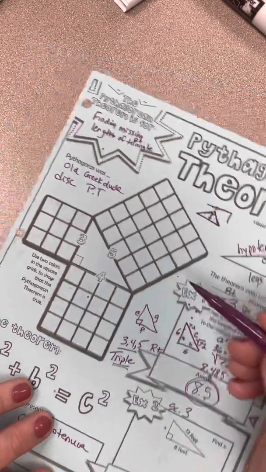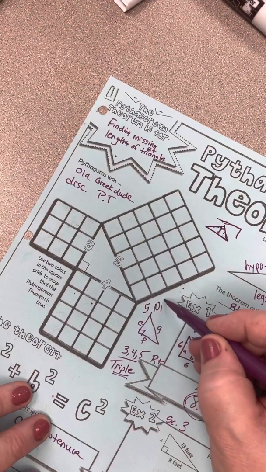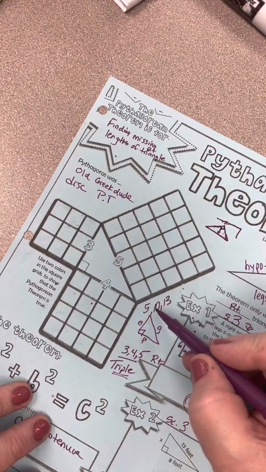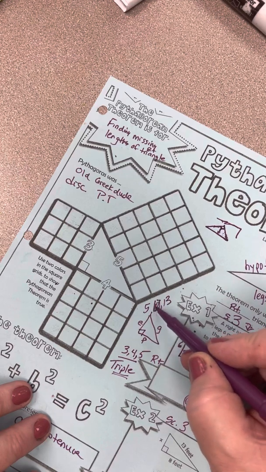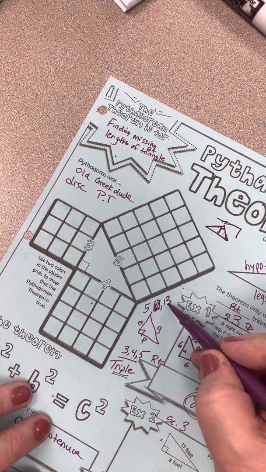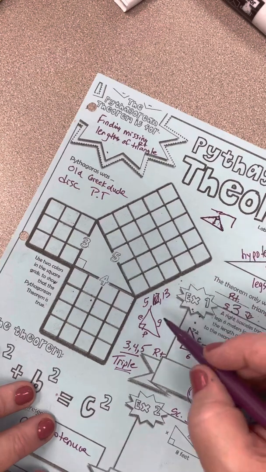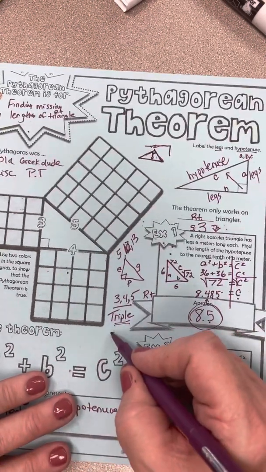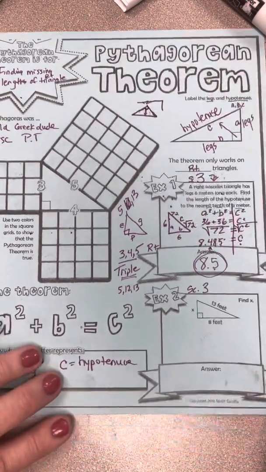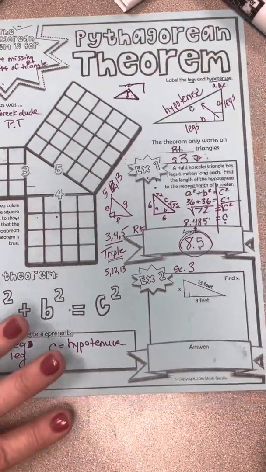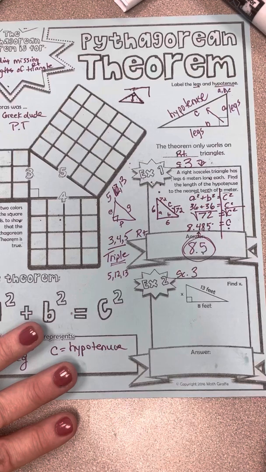Another triple we learned the other day was 5, 12, and 13, because 25 plus 144 equals 169, the square root of which is 13. So we already know two triples, 3, 4, and 5, and 5, 12, and 13. All right? You don't have to memorize any triples, but just know what that word means.